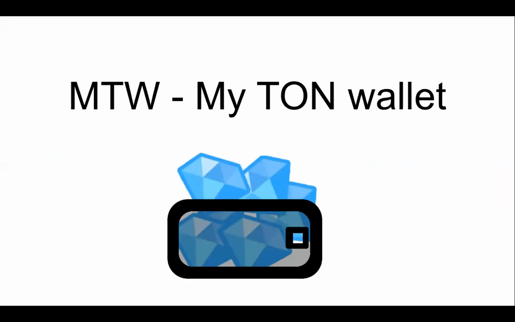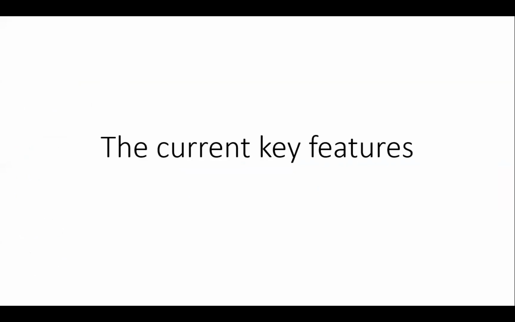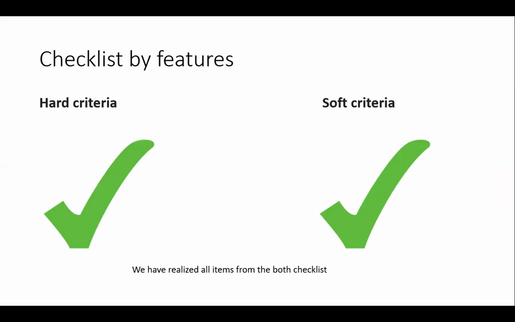Okay, let's introduce our solution. We named our web extension MyTon Wallet. We have prepared two sections for this presentation, and initially I need to talk about the current features. First of all, our team has realized all items by criteria in both lists, hard and soft. This fact can be verified by checking our submission.